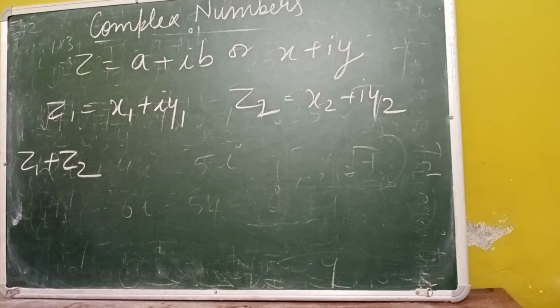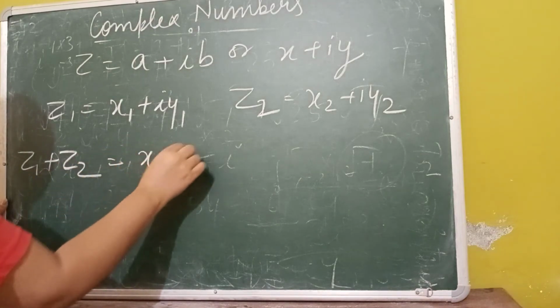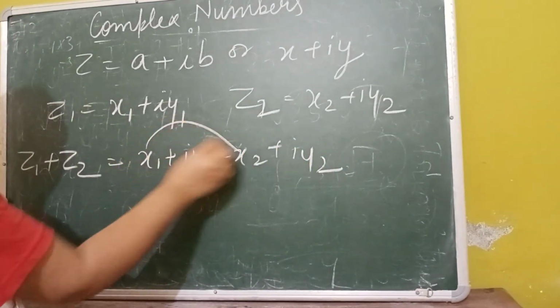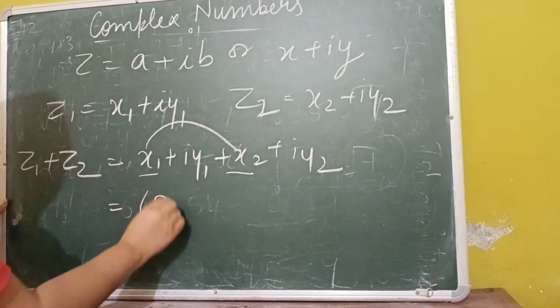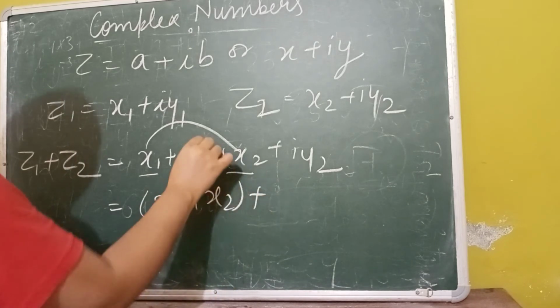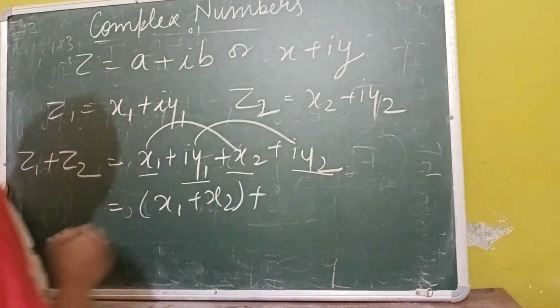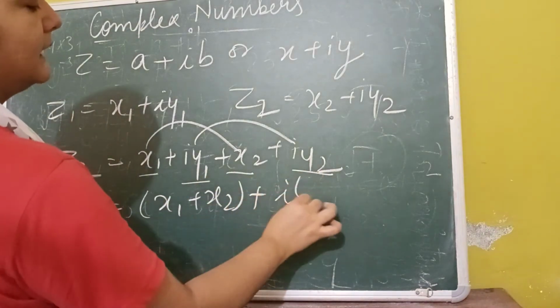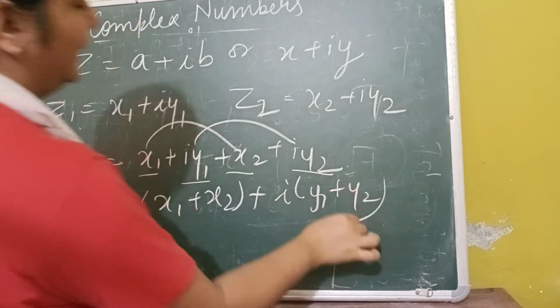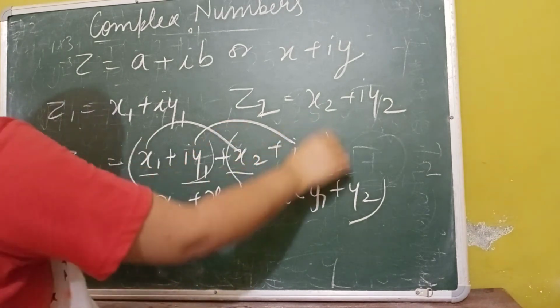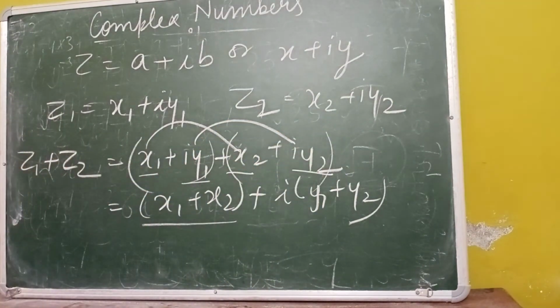Now here I am adding two complex numbers: x1 plus iy1 plus x2 plus iy2. The numbers without i will be added together, and we can write them together. The terms with the imaginary unit, we can take i common outside, so it will be y1 plus y2. The same we can do for subtraction. The numbers without the imaginary unit we take together, and the numbers with the imaginary unit we write together.